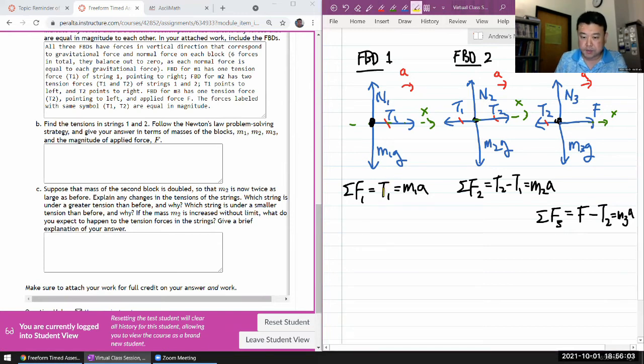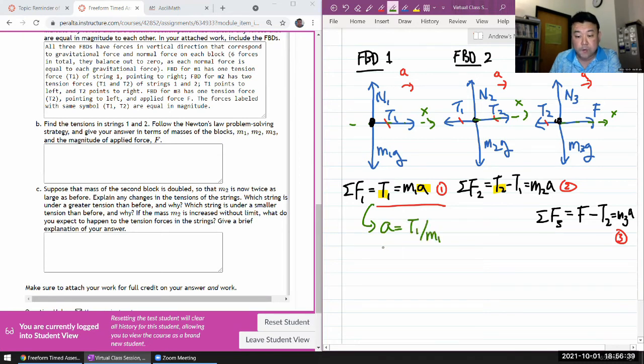Okay, let me mark some things. T1, don't know. T2, don't know. And acceleration, don't know. I think that's all the unknowns. So I do have 3 equations and 3 unknowns, so I should be able to solve for them. I'm going to first use equation 1 to eliminate acceleration from the rest of the system. From equation 1, I get acceleration is equal to T1 divided by M1. I'm going to plug that in for acceleration in both of my other equations. Then I'll have 2 equations, 2 unknowns, so I'll just solve that.